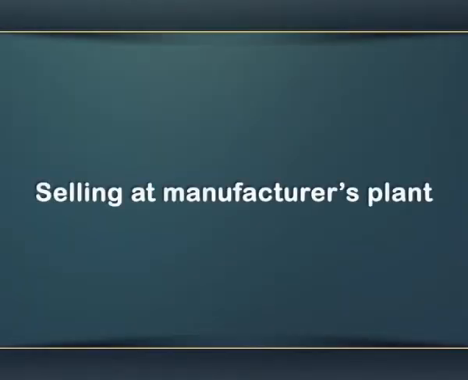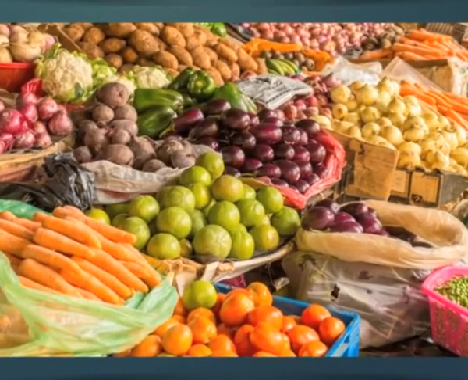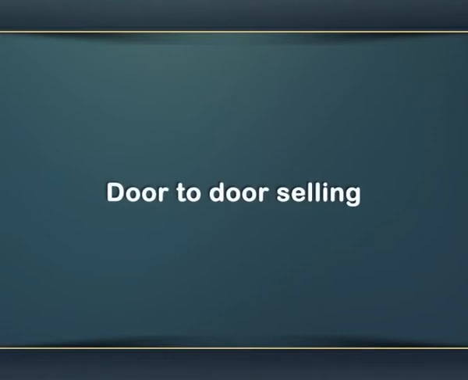Selling at manufacturer's plant. This is also known as direct selling. It is one of the earliest, easiest and cheapest methods of distribution. Under this system, goods are sold by the producers directly to the consumers. Direct selling is preferred in case of perishable products. Door-to-door selling.